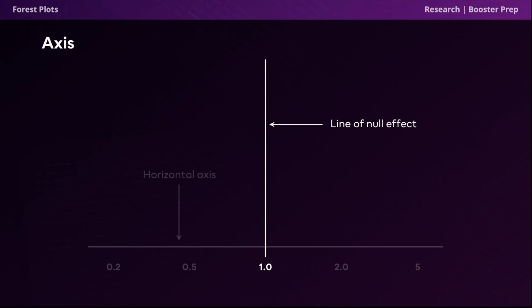Now, if the confidence interval of an effect size estimate crosses or touches the line of null effect, it suggests that the observed effect may not be statistically significant at a given level, such as p is less than 0.05. Conversely, if the confidence interval does not cross or touch the line of null effect, it indicates that the observed effect is statistically significant. So now you might be asking yourself, how exactly are the confidence intervals presented?